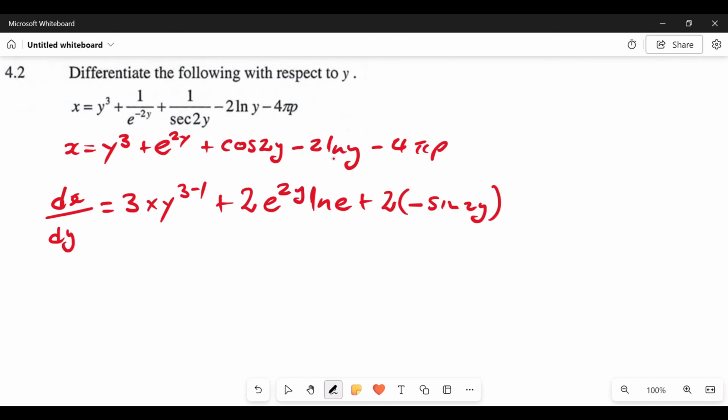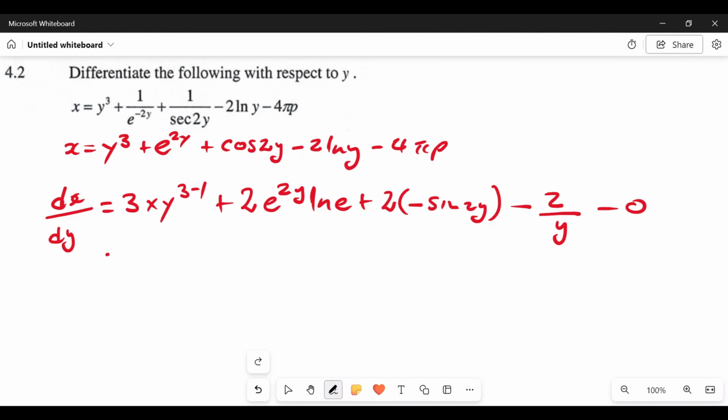Right, now we go to the fourth term. Now the fourth term, we have 2 natural log y. Now this is a natural log differentiation. Now when you differentiate the natural log, it's going to be negative 2, and then you divide by y. The last one is going to give us 0 because there is no y on this one here, guys. Remember, we are differentiating with respect to y, so this is going to give us 0.